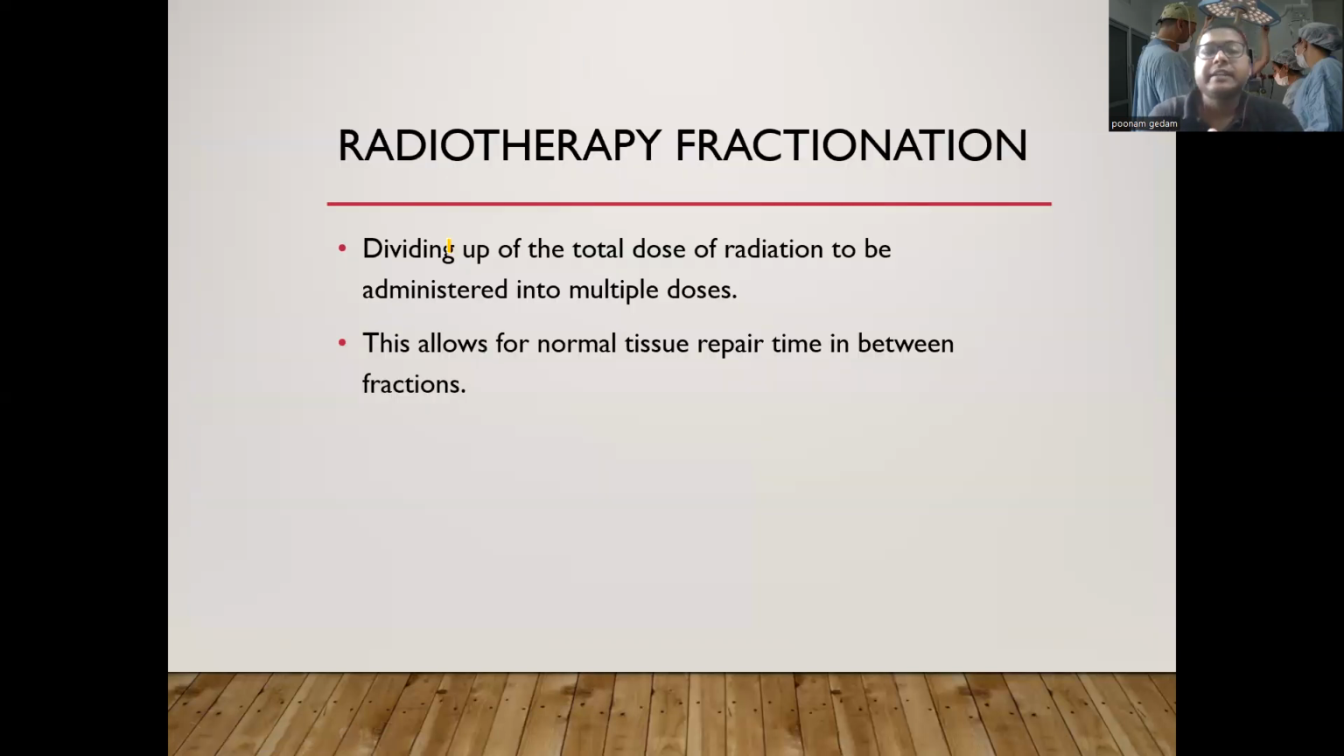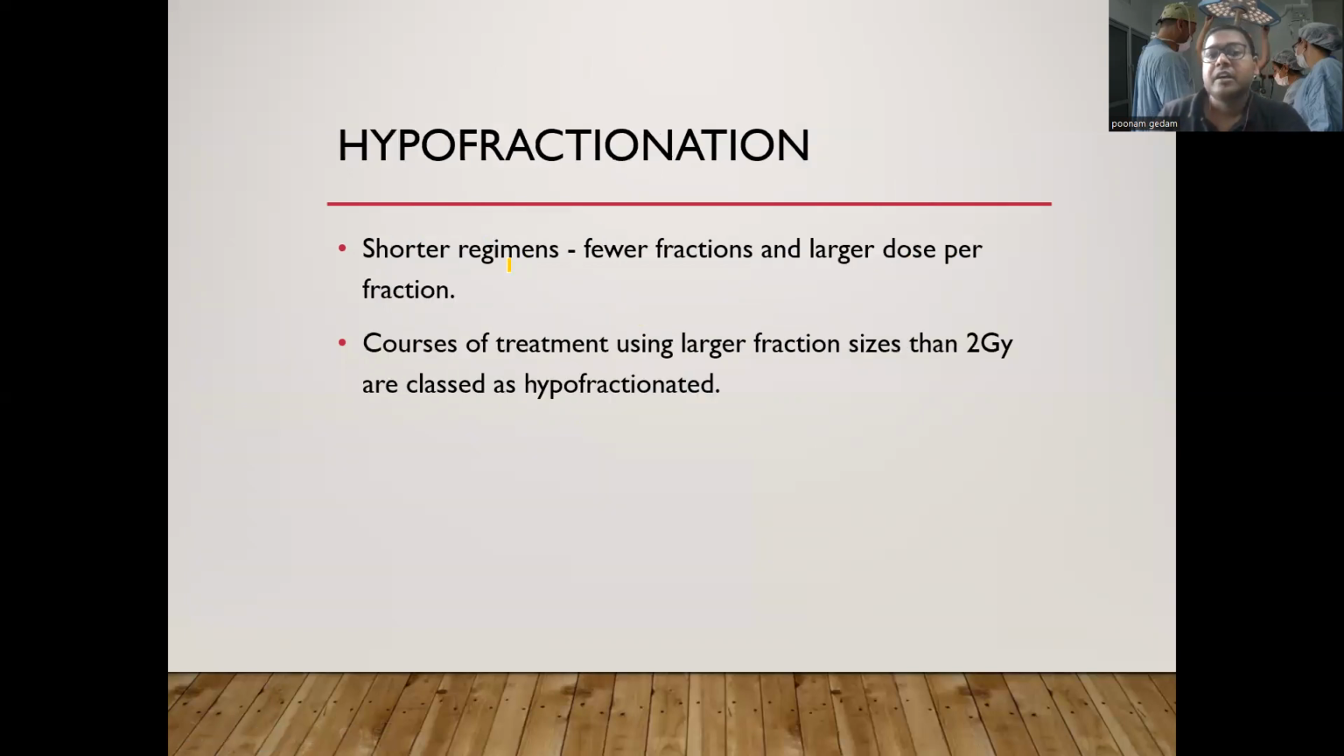So radiotherapy fractionation: dividing the total dose of radiation to be administered into multiple doses. This allows for normal tissue repair time in between fractions. Hypofractionation: shorter regime, fewer fractions, and higher doses per fraction. Courses of treatment using larger fraction sizes than 2 grays are classified as hypofractionated.